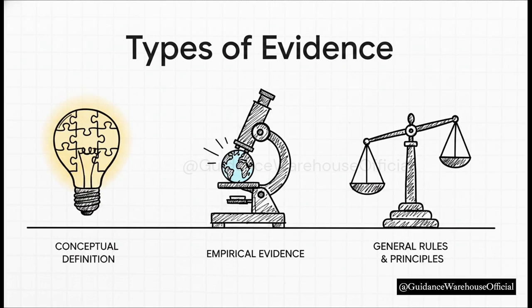First up, you have conceptual claims, basically definitions. For example, a bachelor is an unmarried man. You can't observe that in the wild, it's a structural rule of language. Second, you have empirical evidence. These are hard facts about the physical world you can verify with your five senses, like it's currently raining outside. And third, you have principles. These are broad rules, often ethical ones, like it is wrong to steal. It is incredibly important to know which type of evidence you're dealing with because you obviously can't fact-check a conceptual definition the same way you'd fact-check an empirical weather report.